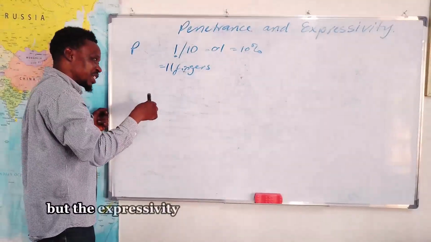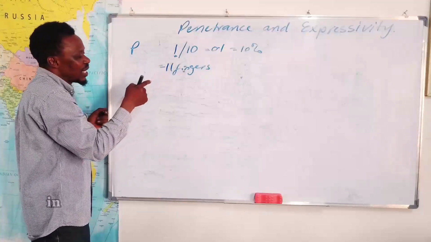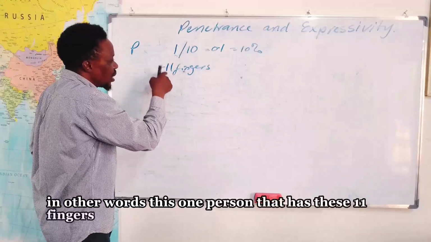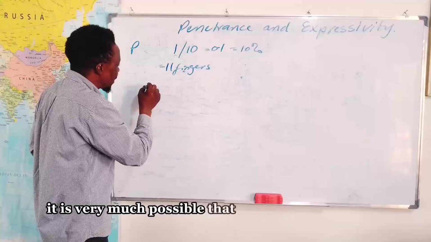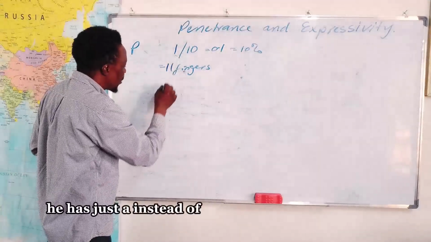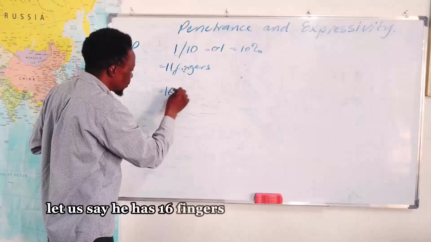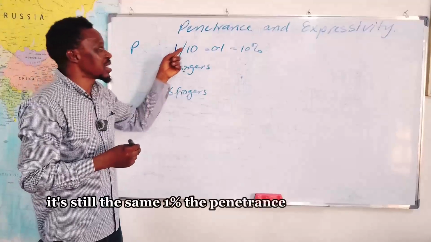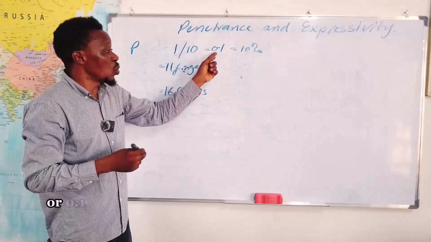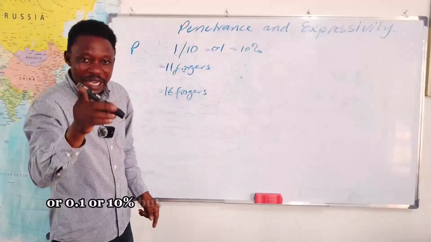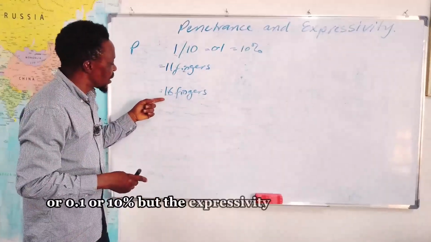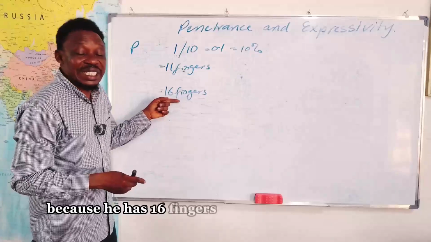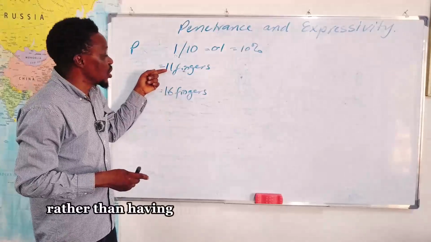But the expressivity is slightly different. This one person that has these 11 fingers, it is very much possible that instead of 11 fingers, let us say he has 16 fingers. It's still the same one person. The penetrance is still 1 out of 10, or 0.1, or 10%. But the expressivity now is higher in this case, because he has 16 fingers rather than just 11 fingers.